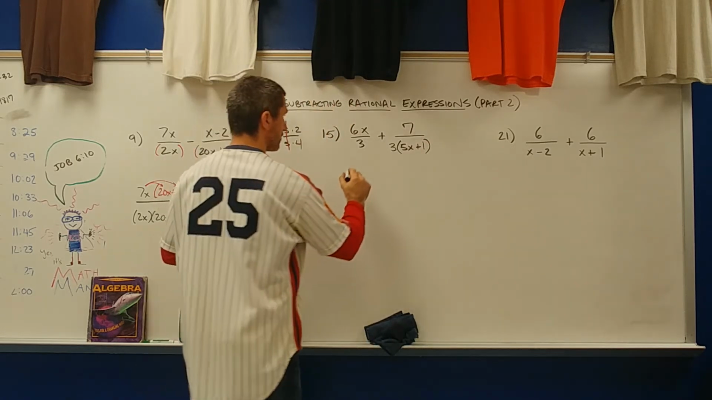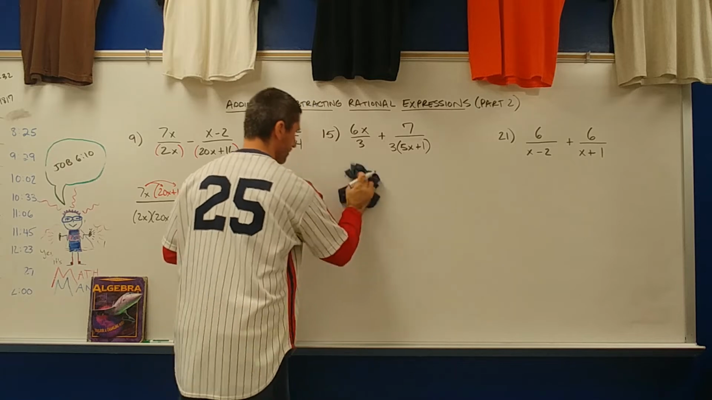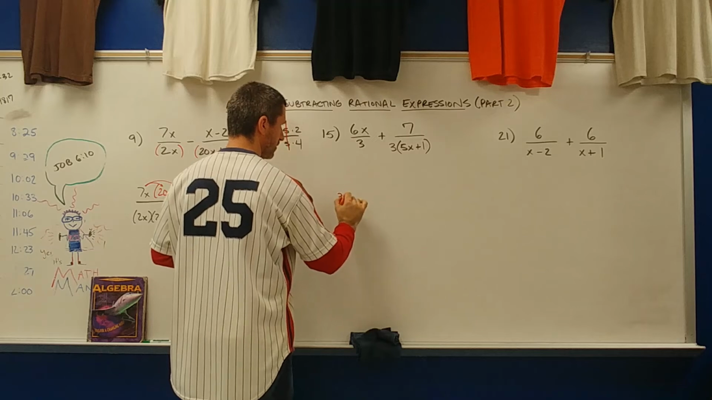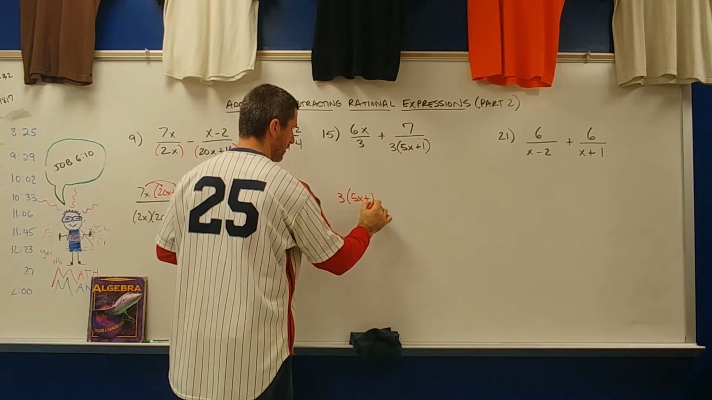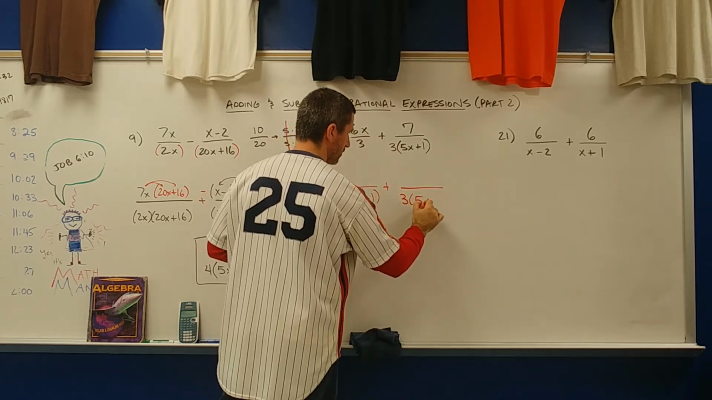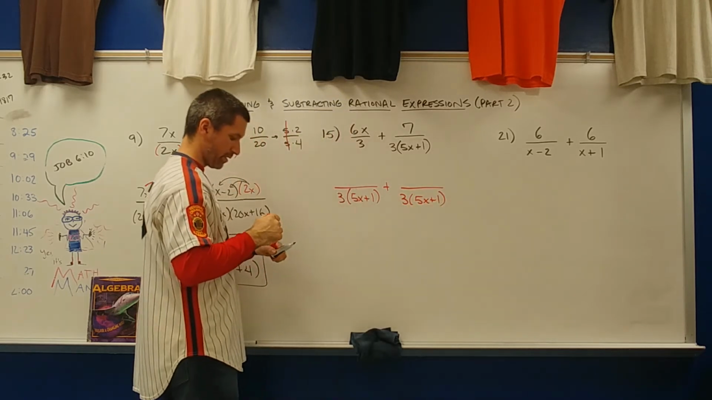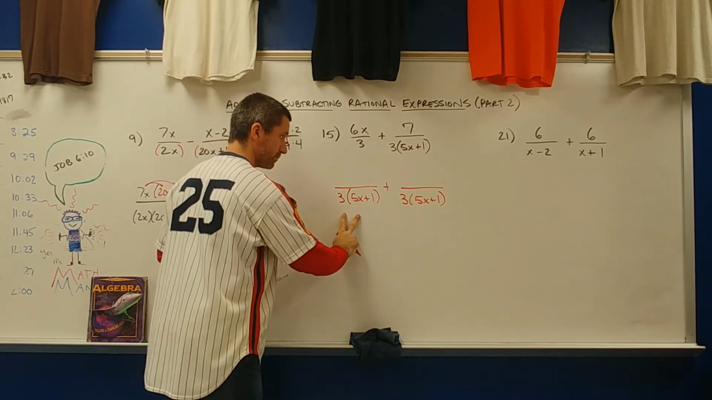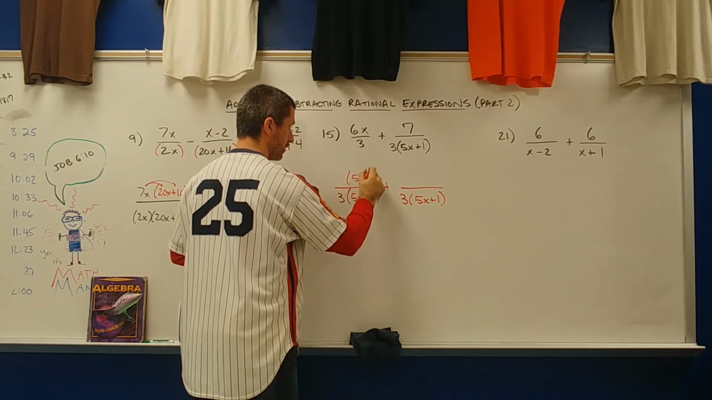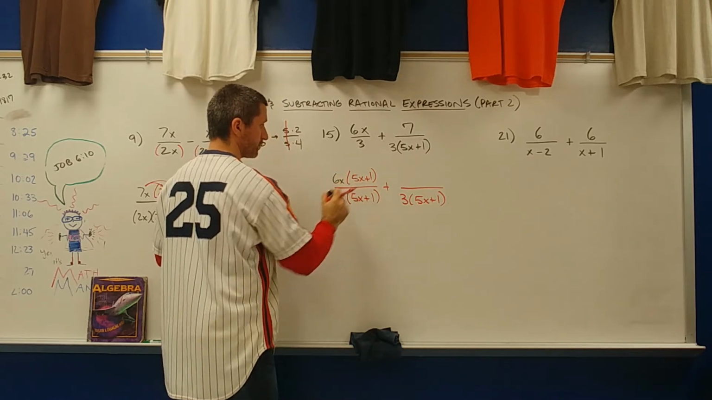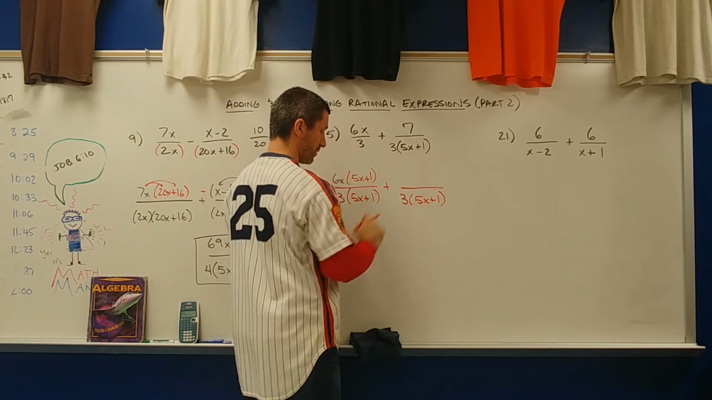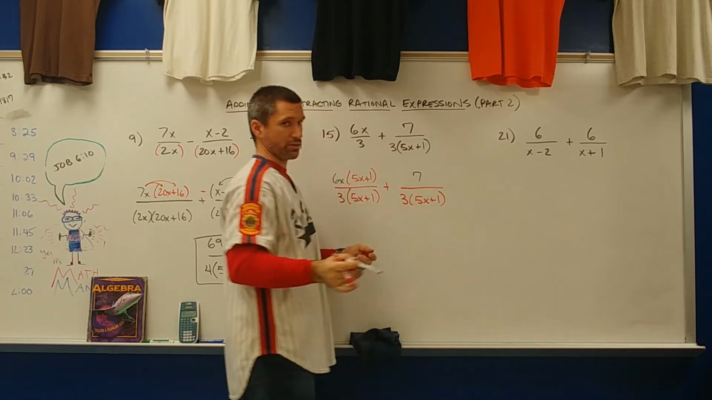Same deal. So let's do this the same way. Here we go. We've got 3 times 5x plus 1 as our common denominator for both fractions. Now, what's missing from this one? The 3 needs the 5x plus 1. I'm going to write that on the top. And we've got the 6x sitting right there. Over here, you've got the same thing. The denominator doesn't change, so the numerator doesn't change either. You're just going to leave it as a 7.